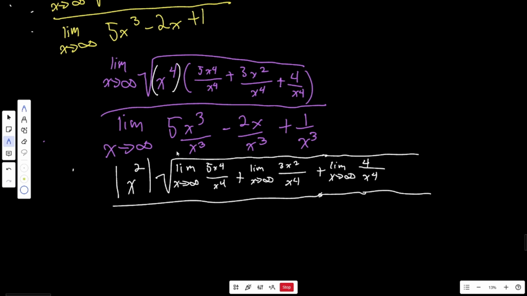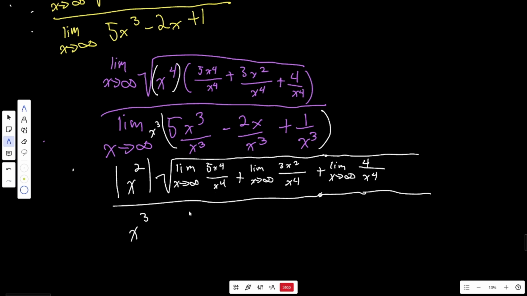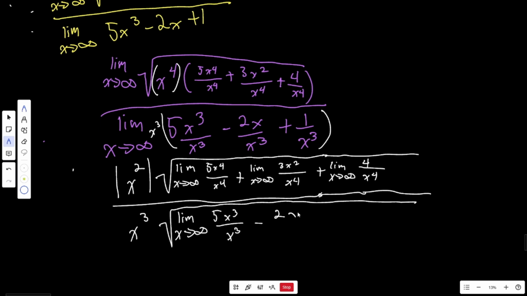Same thing with the bottom. This time, oh, we forgot to put our x cubed here. Okay. Anyways, so we're going to put our x cubed out here, and we're now going to distribute. We're going to get the limit as x approaches infinity of 5x cubed over x cubed minus 2x over x cubed plus 1 over x cubed.